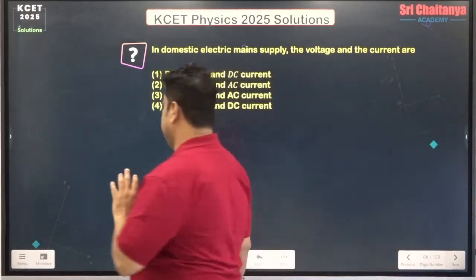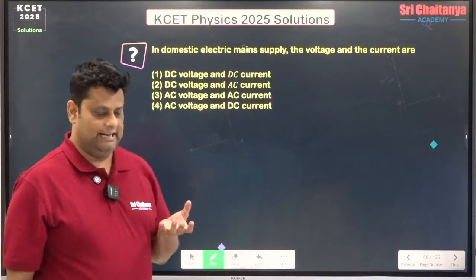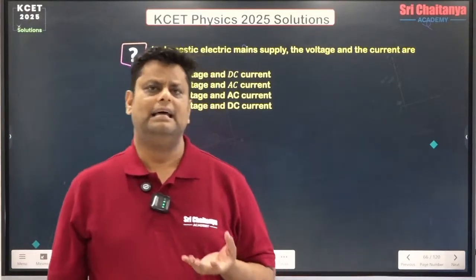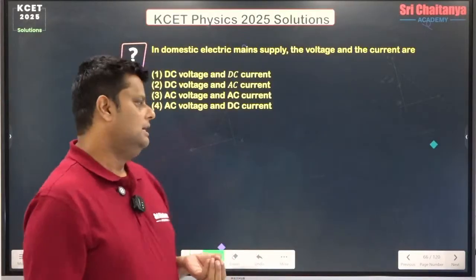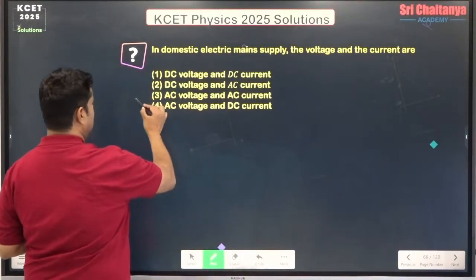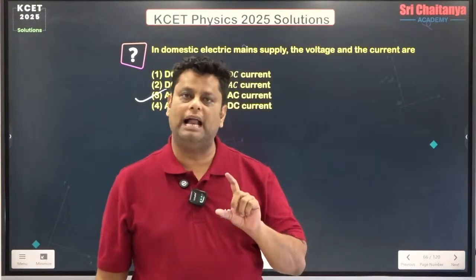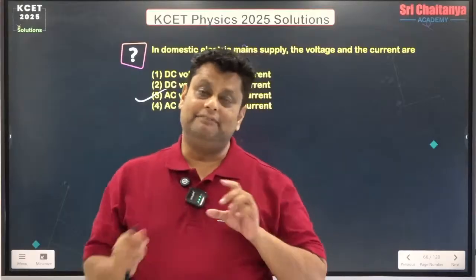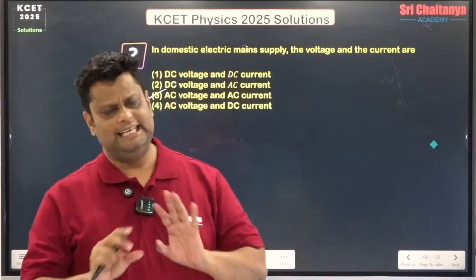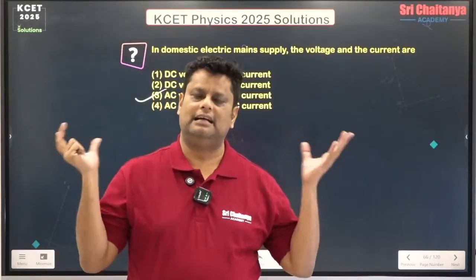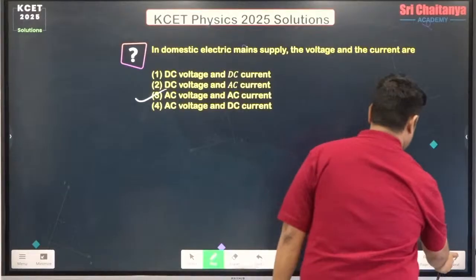Next question is again a very simple question. In domestic electric mains supply, the voltage and the current are both alternating, both sinusoidal. So we have AC voltage and AC current. Yes, for electronic equipment we require DC current, but for that we use adapters to convert AC into DC. Otherwise, in our sockets and household equipment, we have AC current and voltage only.